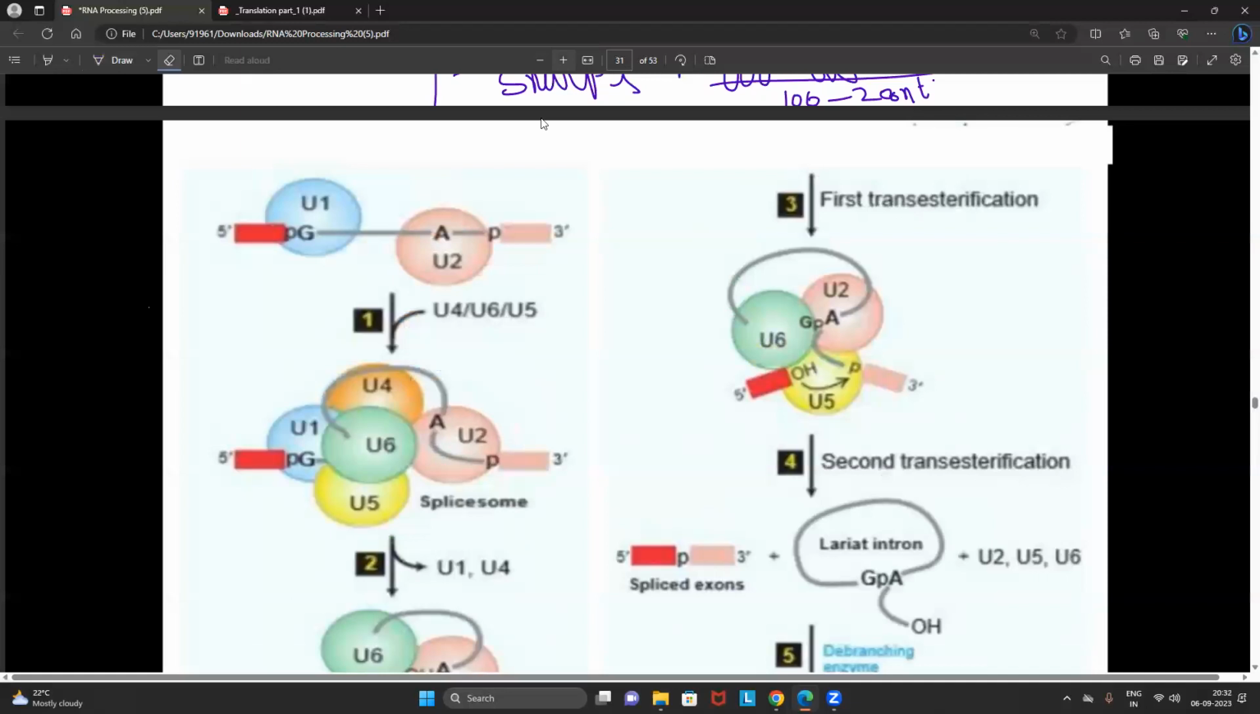Now let me explain in a simple way. Everyone pay attention. Who is coming first? First, U1 will come and attach to the 5' splice site. And U2 will come and attach near the branch point. Now the question is, how does U2 know it has to attach exactly at the branch point? How does U1 know it has to attach only to the 5' splice site?